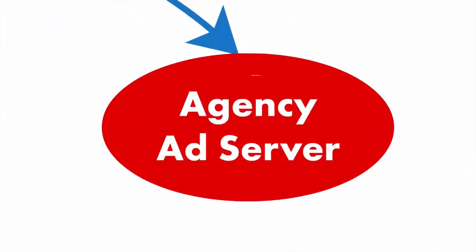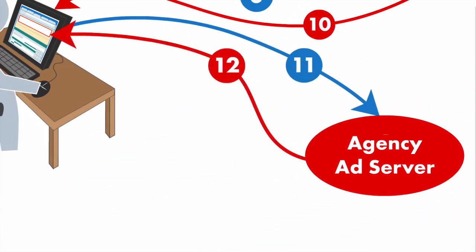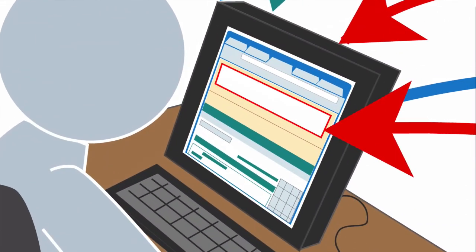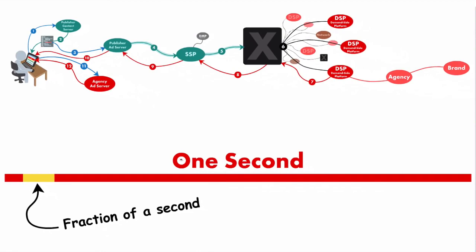The agency ad server tracks ad performance for advertisers. And upon receiving the ad request originating from the DSP with the winning bid, the agency ad server records the request as an impression. Now, the web browser can finally render the ad within the web page content, resulting in the delivery of an ad most appropriately matched to you. This entire process, depending on internet speeds, can happen in a fraction of a second.